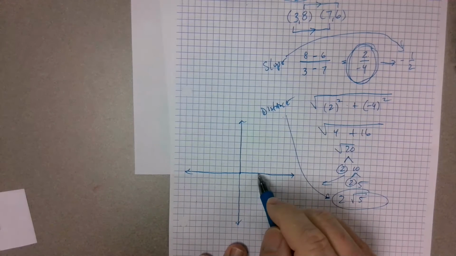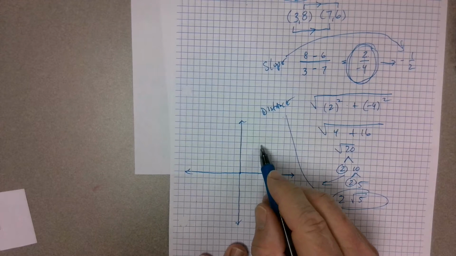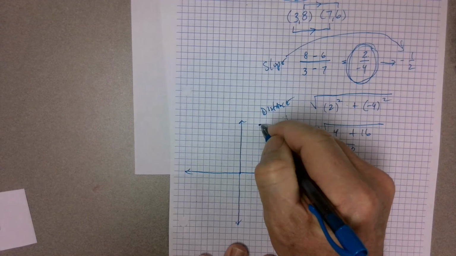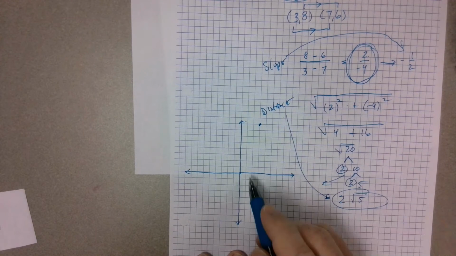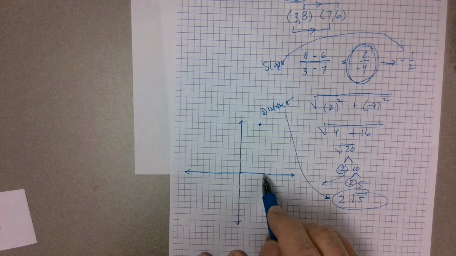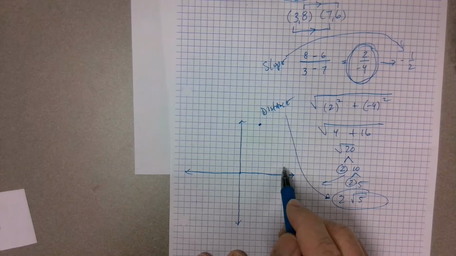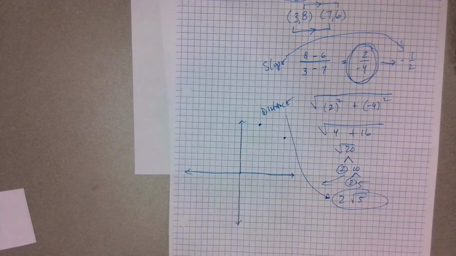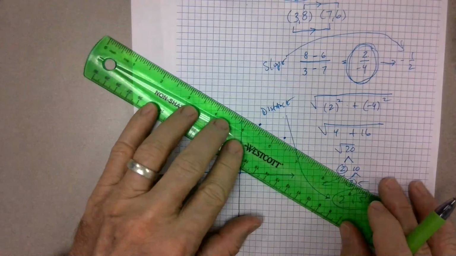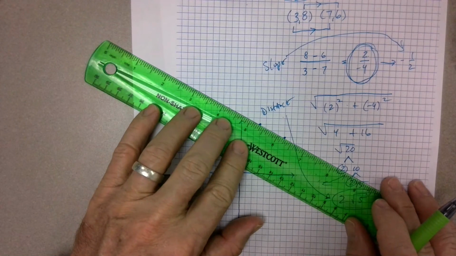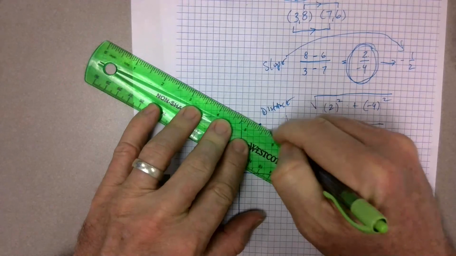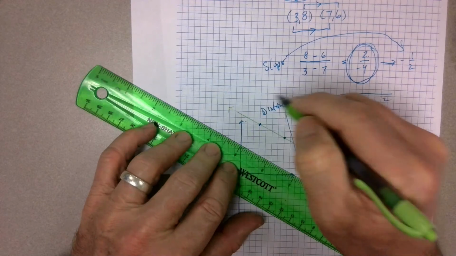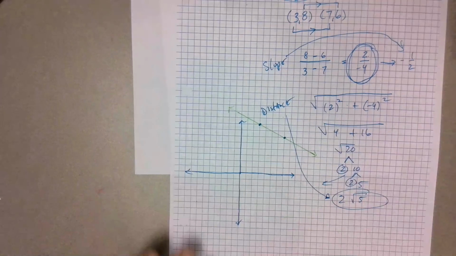So 1, 2, 3, 1, 2, 3, 4, 5, 6, 7, 8. There's (3, 8). And then 1, 2, 3, 4, 5, 6, 7. 1, 2, 3, 4, 5, 6. So there's my line on the graph. I'm just putting it on here so we can now see what we've already done. You don't necessarily need this. I like to have the graph so that it makes sense.